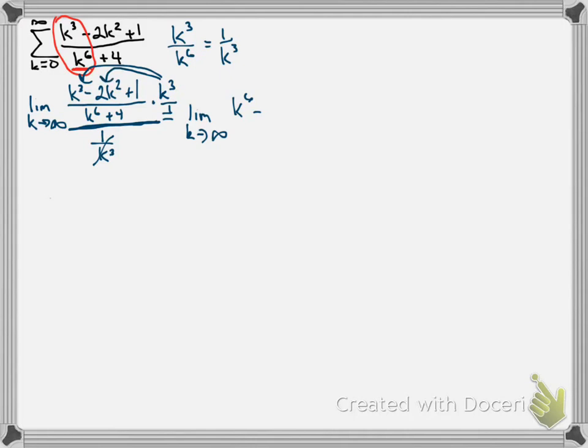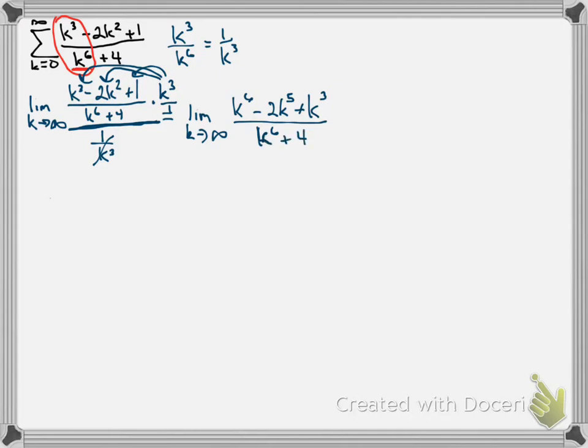minus 2k to the 5th plus k cubed all over, and then we don't change anything in the denominator, k to the 6th plus 4.